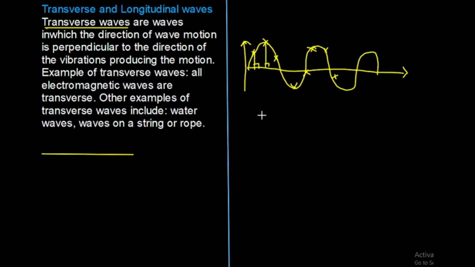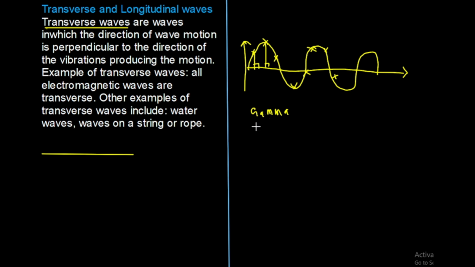Now you need to have it at the back of your mind that all electromagnetic waves are transverse. Examples of transverse waves: we have all electromagnetic waves. They occur like this. Their wave motion is perpendicular to the vibrating particles. So all electromagnetic waves are transverse, and we've talked about the electromagnetic waves already. The gamma rays, the X rays, and the likes, they are all transverse waves. Light is a transverse wave.